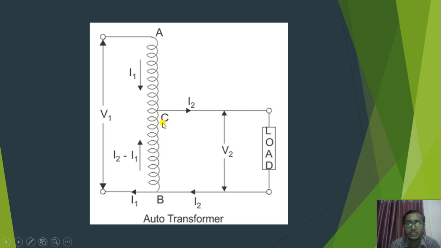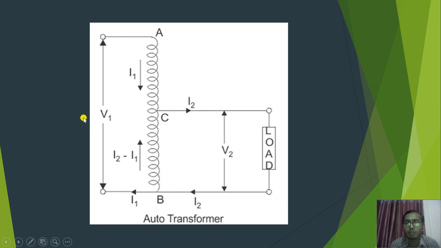This BC is our secondary winding, and let us assume that the number of turns from B to C is N2. This part BC is common to the primary side as well as the secondary side, and the number of turns in BC is N2. The number of turns from A to B is N1. So what will be the number of turns from A to C? It will be N1 minus N2.